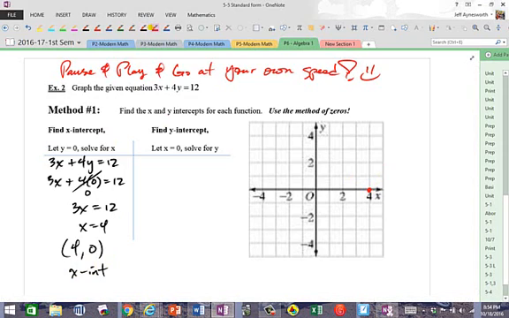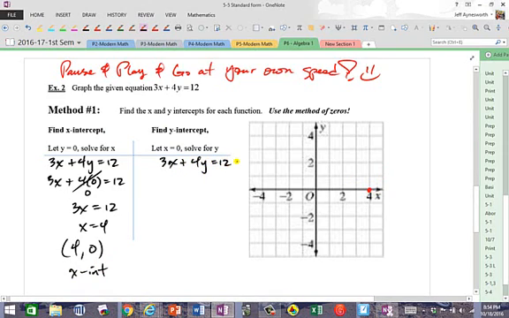How about the other one? So we get 3x plus 4y equals 12. All right, now pause the video and try to find the y-intercept.